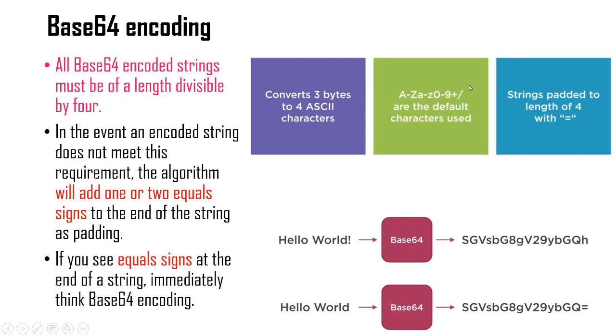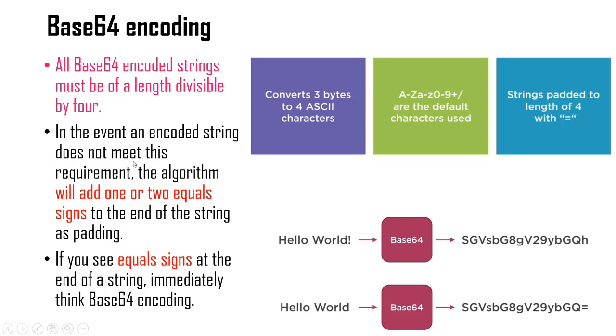The symbols used for encoding a string are capital A to Z, small a to z, 0 to 9, and a plus sign and a slash symbol, which are the default characters used for the encoding technique. Strings may be padded to a length of 4 with equal symbols. Why this happens in the Base64 encoding algorithm, I will tell you. All Base64 encoded strings must be of a length divisible by 4.